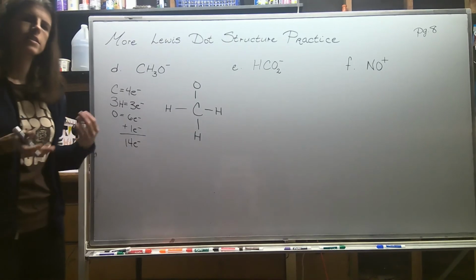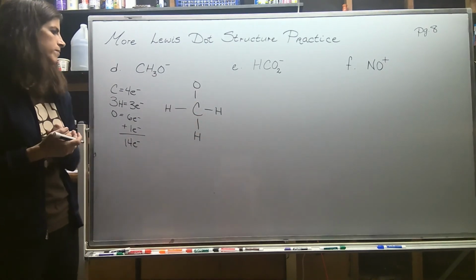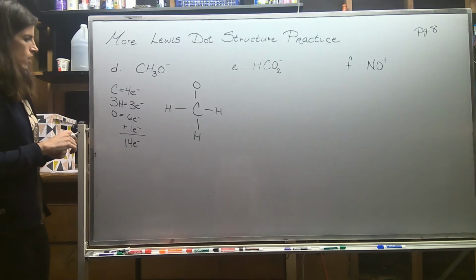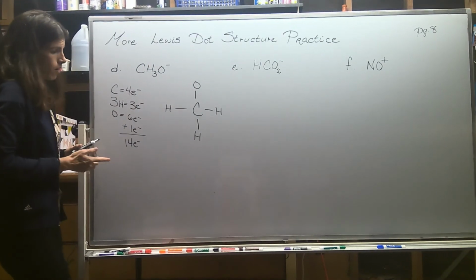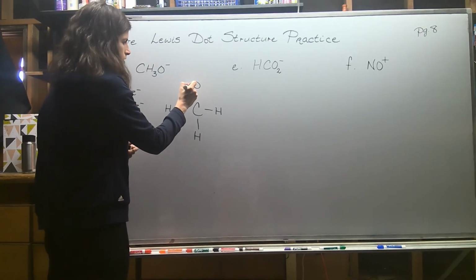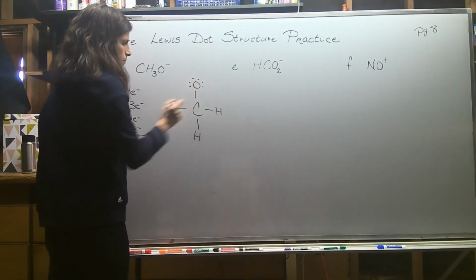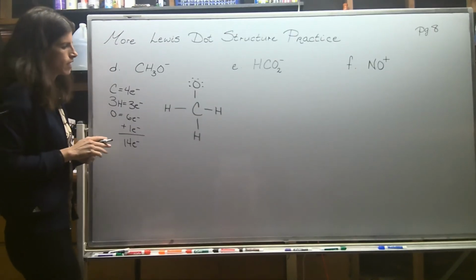That satisfies the octet around carbon. Carbon has 2, 4, 6, 8. Oxygen, however, only has 2. So let's fix that. We need to put 6 more electrons around oxygen. Now the octets are satisfied.